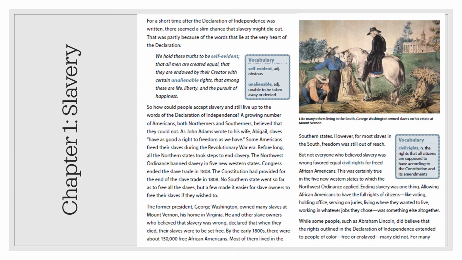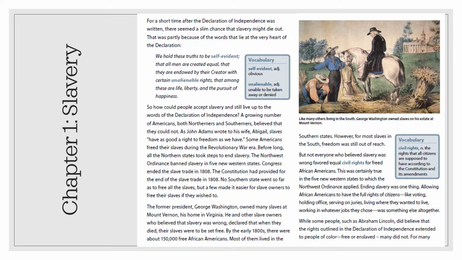But not everyone who believed slavery was wrong favored equal civil rights for freed African Americans. This was certainly true in the 5 new western states, to which the Northwest Ordinance applied. Ending slavery was one thing. Allowing African Americans to have full rights of citizens like voting, holding office, serving on juries, living where they wanted to live, working in whatever jobs they chose, that was something else altogether.